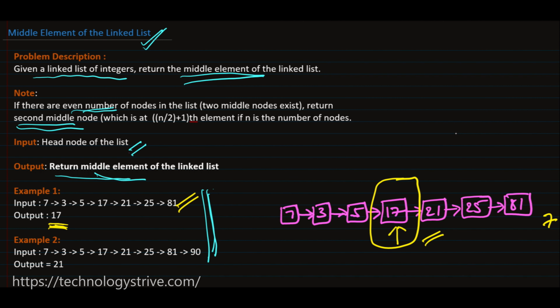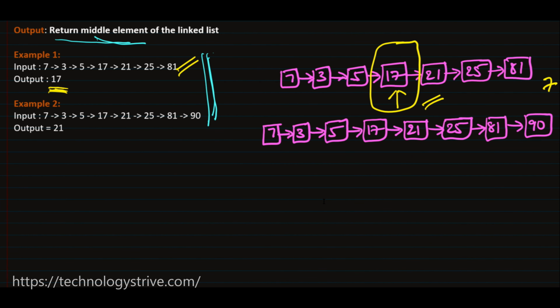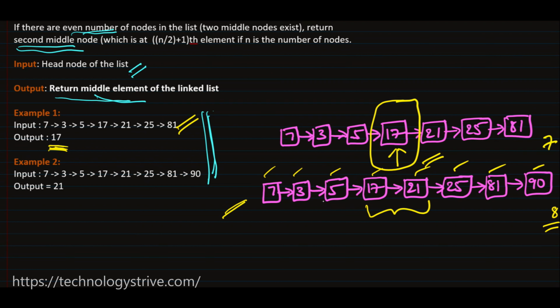Now let's see the second example. In the second example, we have a total of 8 nodes in the linked list, right? So this means we are going to have two middle nodes which are 17 and 21. Here the note says that when we have this kind of situation with an even number of nodes, then we need to return the second middle node. In this case it is going to be 21. So 21 is going to be our answer.